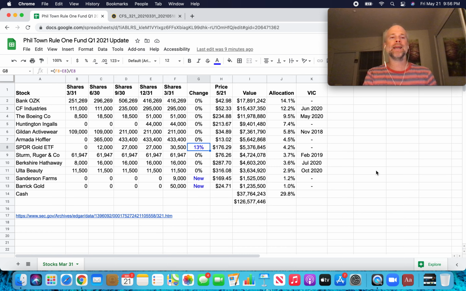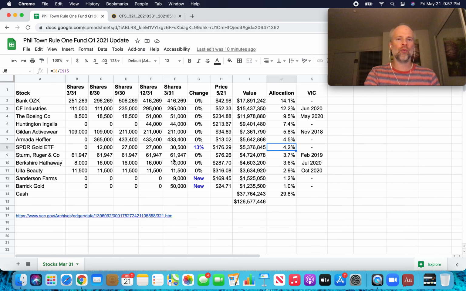Now, the things he did, he added 13% to this gold ETF, okay? So maybe getting a little bit more bullish on gold, which could also mean bearish on the US dollar, fears about inflation. Phil Town has talked about that in his podcast and other places. So a slight increase in this gold ETF, which brings it to 4.2% of the portfolio.